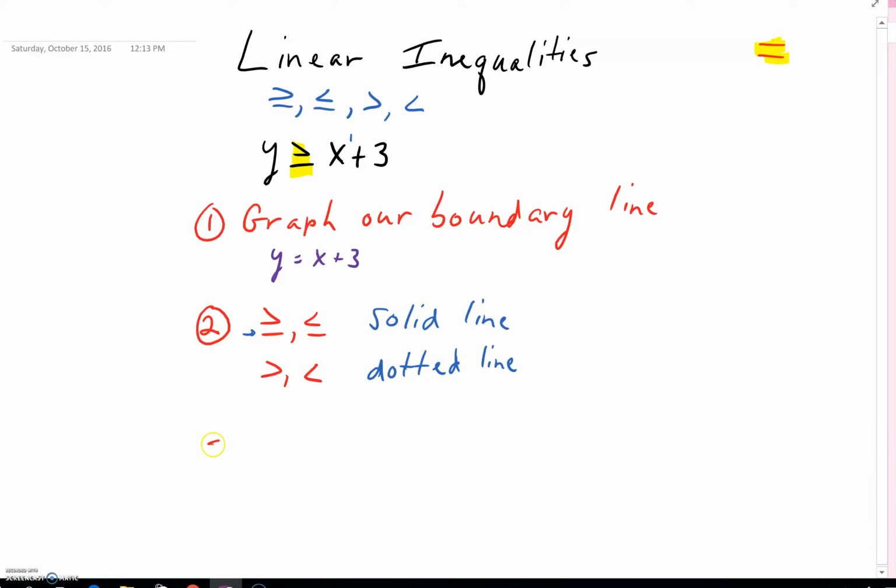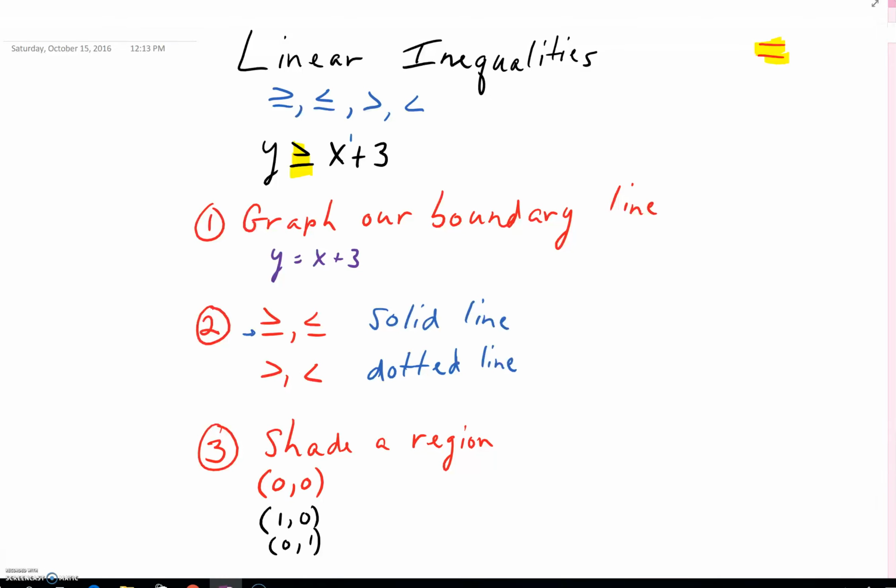And then our third thing that we need to do is we will shade a region. And we will do this by picking points and testing them in our inequality. Usually the point that you will pick will be 0, 0. We're going to go over one example as to when you can't use that. But 0, 0 will be a good one. And then if you can't use 0, 0, something like 0, 1 is what you'll want to use instead. But then we will graph and shade our regions. All right, so let's do our first example.